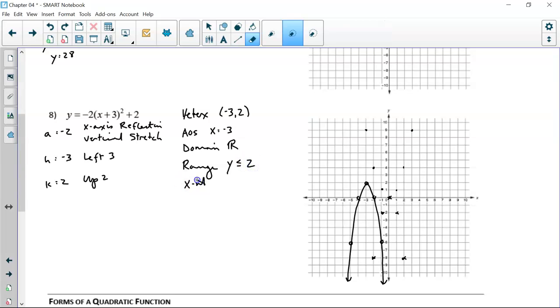Now my x-intercepts, I can actually see my x-intercepts. They're -4, 0 and -2, 0. My y-intercept, I don't see. I'm close to it, but I'm not exactly sure where it is.